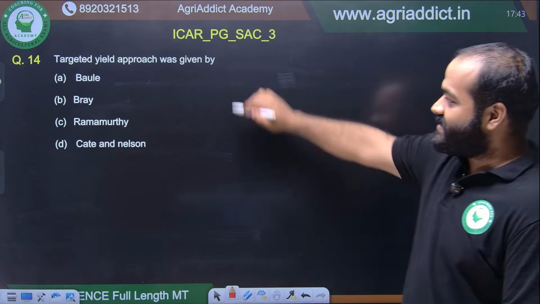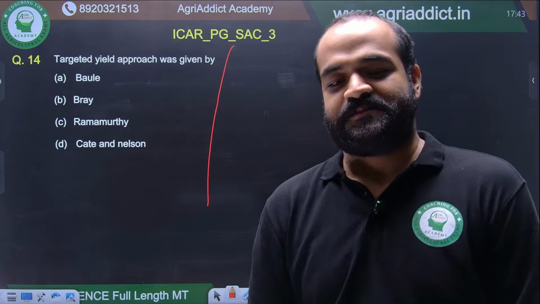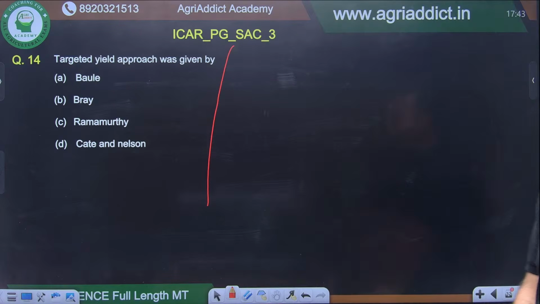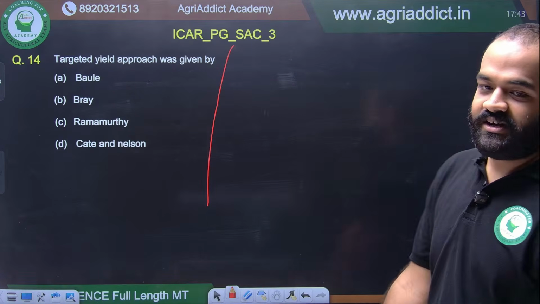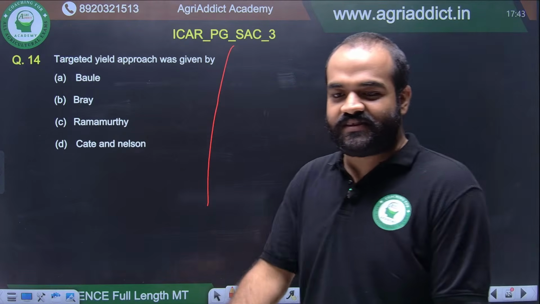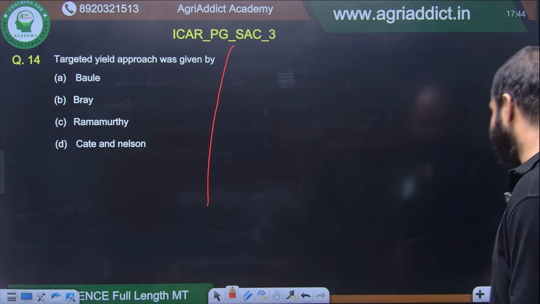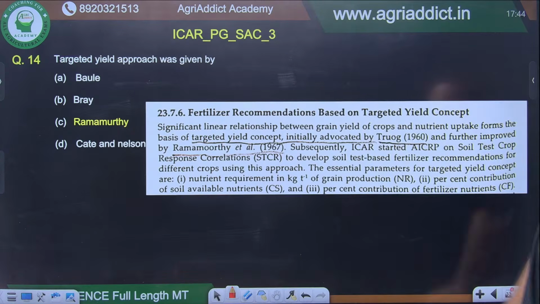Targeted yield approach was given by, again, another undergraduate level question. Undergraduate level question, tell fast. Undergraduate means first year undergraduate level question. I'm not telling JRF aspirant, of course. Ramamurthy, yes, all of you are correct. This is taken from new ISSS.